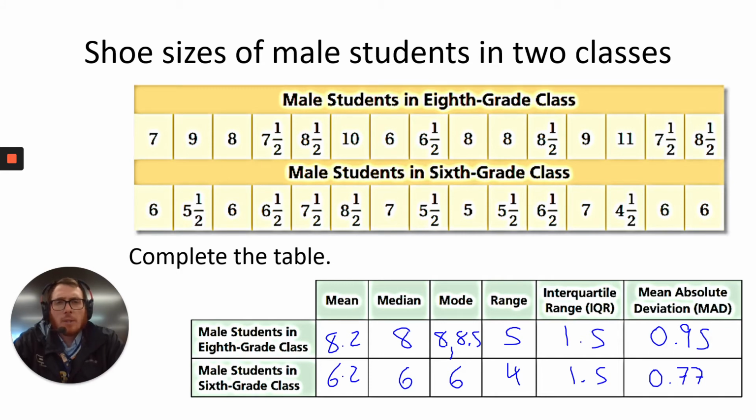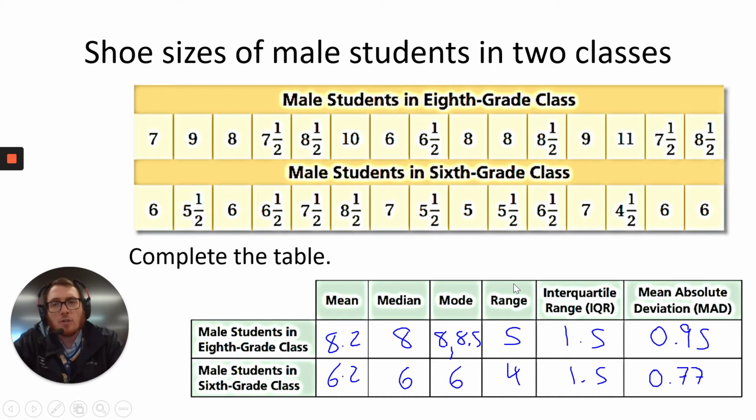Okay, rather than going through all of this example in its entirety, I went ahead and found the information here, the mean, median, mode, and range, the IQR and the MAD for both the male students in the 8th grade and the male students in the 6th grade. So I went through all the lists and found all that information.